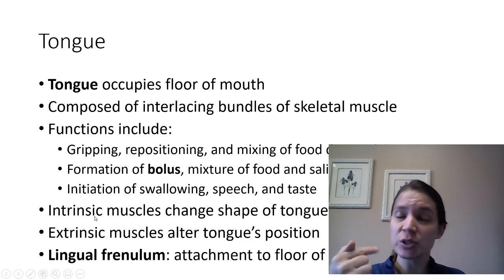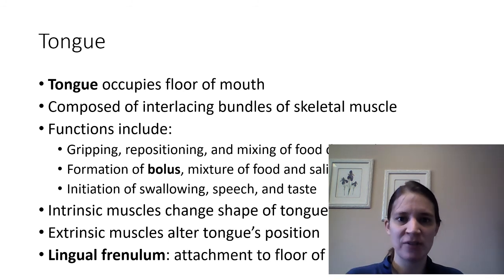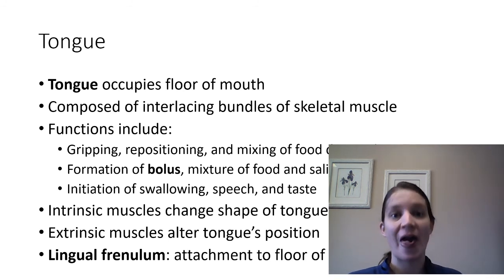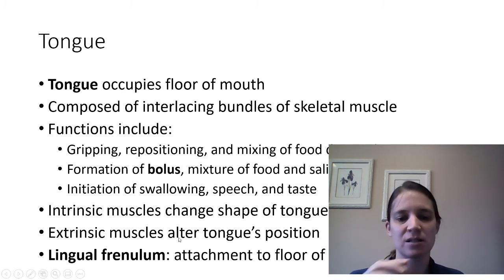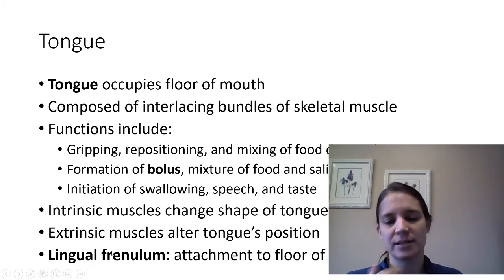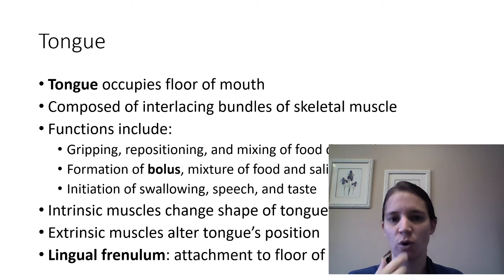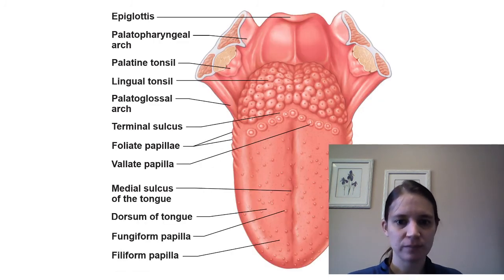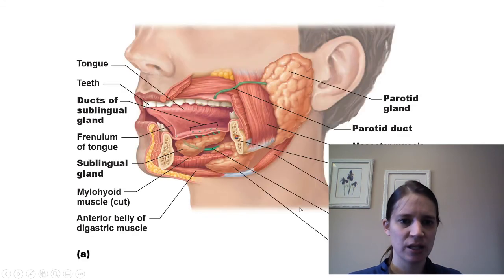There are intrinsic muscles to the tongue that are inside that can change the shape of the tongue. And then you've got extrinsic muscles that are going to change where your tongue is in relation to everything else. And then the lingual frenulum is how your tongue is attached to the floor of the mouth. So there's the tongue. That's good.